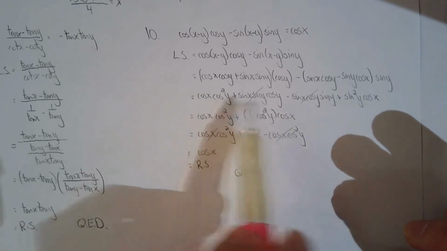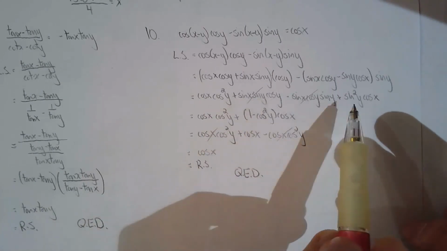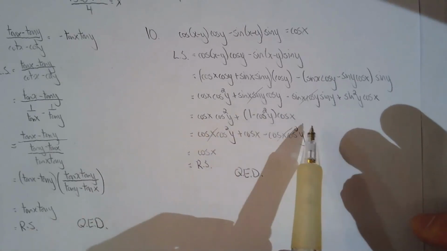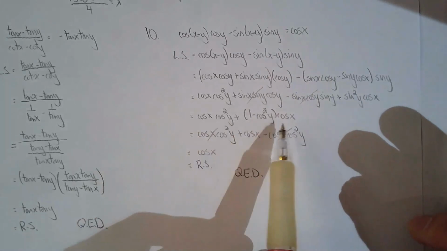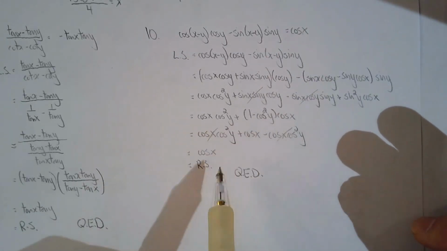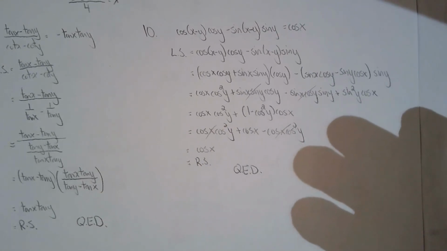Basically, once you're at this line here, the third line, you have two options. So I changed sine square y to 1 minus cos square because I just wanted cos, cos, cos, cos, cos, because I saw cos on the right side of the identity, so I don't want to see a single sine. So change it all to cos and then simplify, and I'm done. All right, that's chapter 4 review.